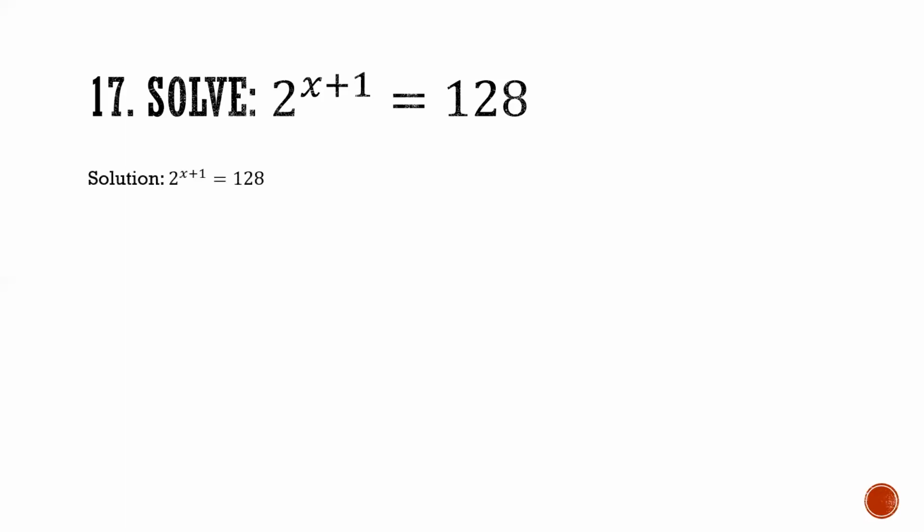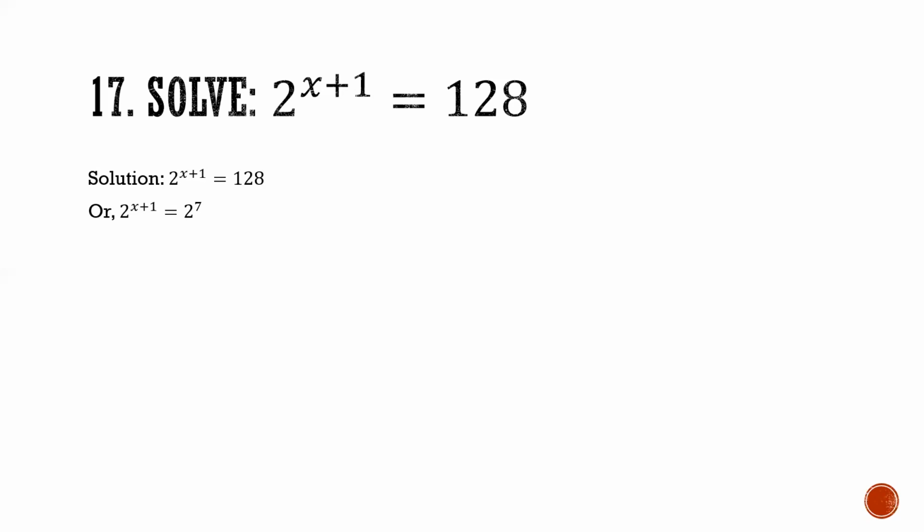So starting the solution, 2 to the power x plus 1 is equal to 128. We can simplify 128, we can write it as 2 to the power 7. So 2 to the power x plus 1 is equal to 2 to the power 7. Now, like the previous math, 2 to the power 7 must be equal to 2 to the power x plus 1 when x plus 1 is equal to 7, otherwise they won't be equal.